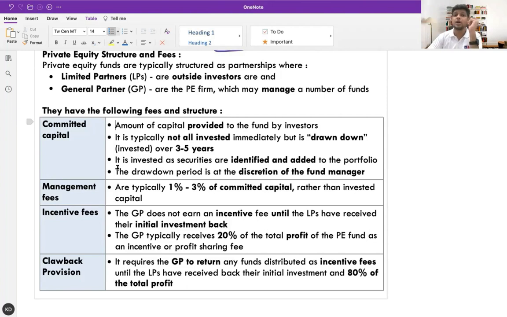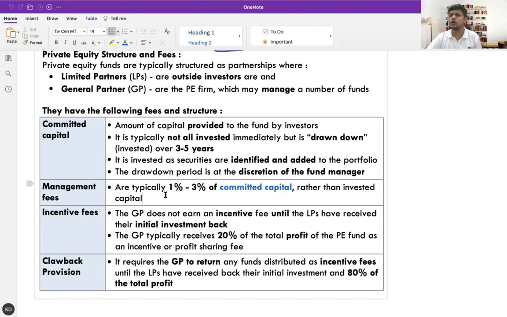Yes. Why? Because now it's an interesting thing. Management fees. Who's going to charge the management fee? The GP is going to charge the management fee, right? How much is it? It is around 1-3% of not the invested capital, but committed capital. Now, of course, you can say, you have not taken the full money, so why are you charging? No, I'm going to charge on the committed capital. That's the structure of these PE funds. Clear? So it is 1-3% of the committed capital. Don't make a mistake here, right?